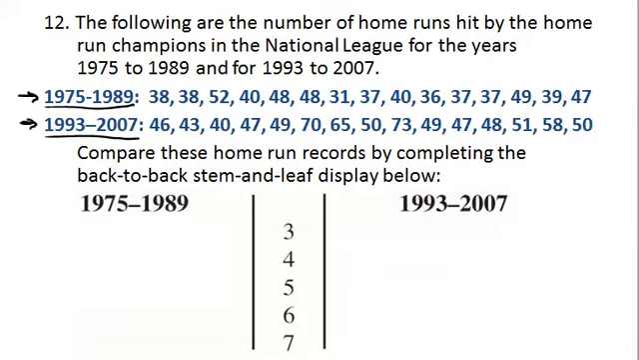And we want to compare those home run records by completing the back-to-back stem and leaf plots below. Now, once you know how to do these, they're extremely easy. The stem is listed in the middle. So the stems 3, 4, 5, 6, and 7, and that simply represents the first digit. So if we're looking at this 3 stem, we're looking at those numbers, 38, 38, 37, 36, 37, 37, 39.